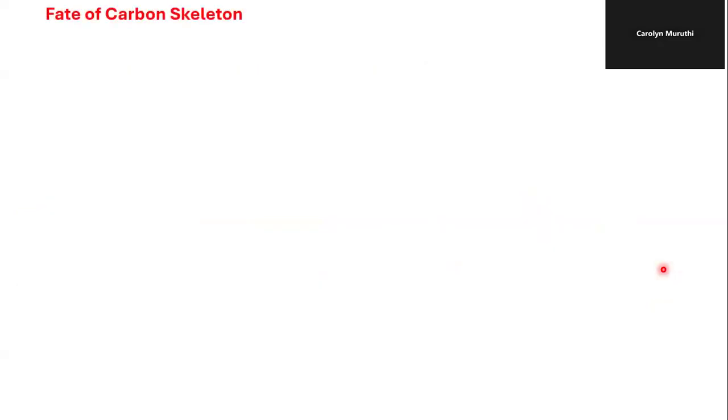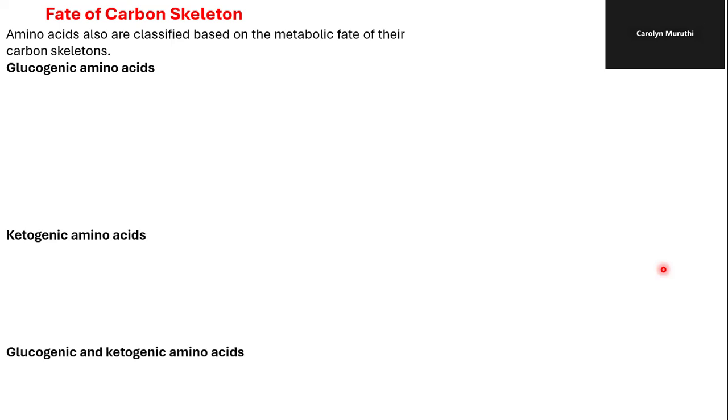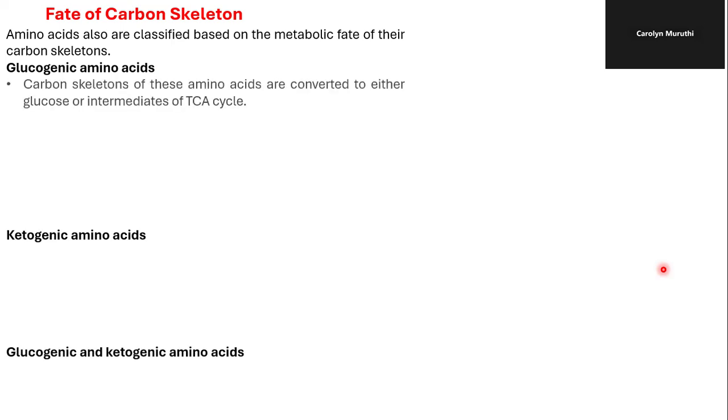So let's first look at the fate of the carbon skeleton. This is what we have seen. Amino acids are broken down to release carbon skeleton and ammonia. And so let us look at the fate of this carbon skeleton that is generated from catabolism of amino acids. And we see that amino acids can be classified based on the metabolic fate of the carbon skeleton. It's either glucogenic, ketogenic, or both glucogenic and ketogenic amino acid.